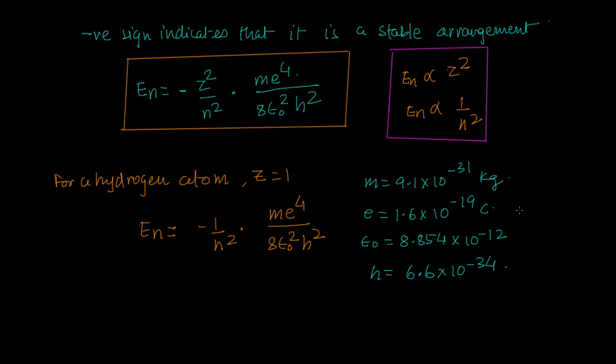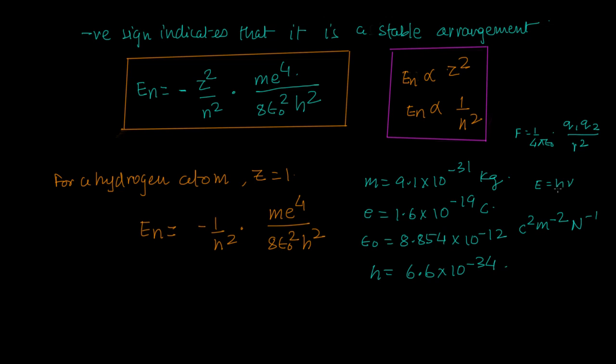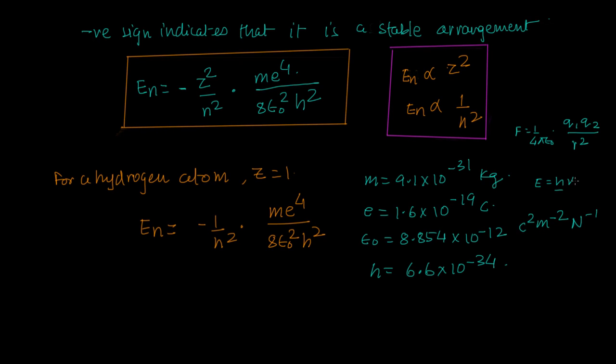There are units attached to all. This is kg, this is coulomb. Epsilon naught's unit is Newton meter square per coulomb square inverse, so it becomes coulomb square per meter square per Newton. Because it came from F is equal to 1 upon 4 pi epsilon naught into Q1 into Q2 upon r square. And h also has a unit: joule into per second, so it is joule second.